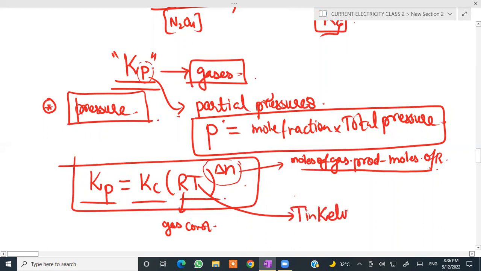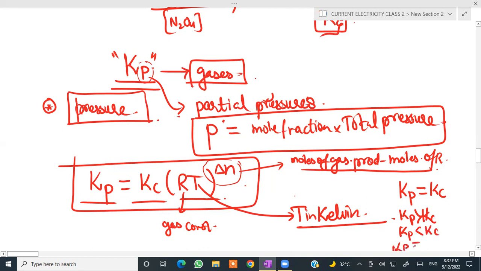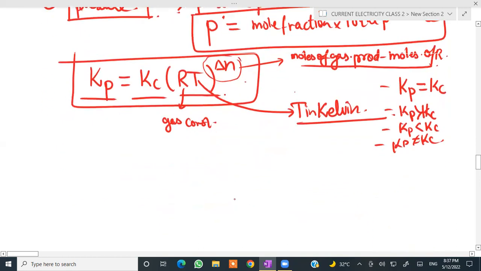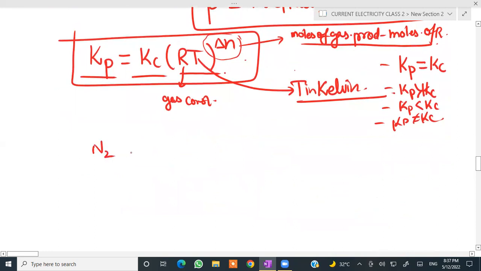Now here, the question that comes is never about calculating Kp or Kc, rather it's about finding out the relationship between Kp and Kc. Finding out if Kp equals Kc, Kp is greater than Kc, it's less than Kc, or Kp is not equal to Kc. Now these are the 4 options which are usually given, and you are asked to tell from a certain equation if Kp is greater than Kc or not. So let's do an example over here.